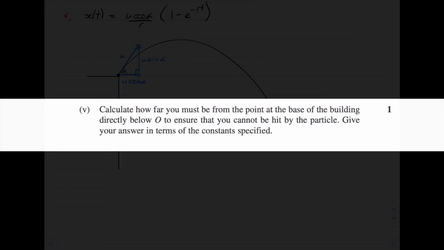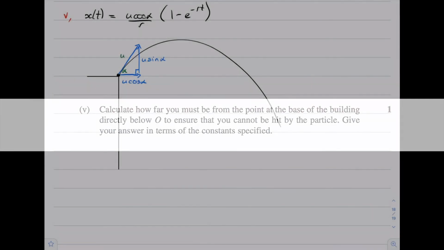Part 5. Calculate how far you must be from the point at the base of the building directly below O, the origin, to ensure that you cannot be hit by the particle. Give your answer in terms of the constants specified.